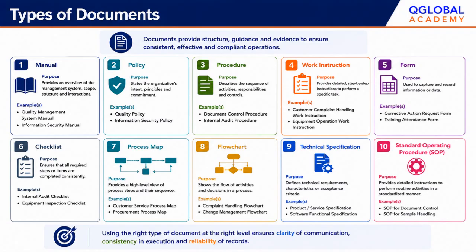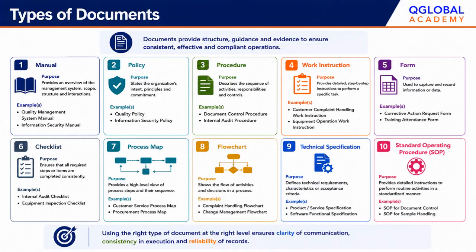Organizations use different types of documents for different purposes. A manual provides an overview of the management system and its key processes. A policy communicates the organization's commitments and direction. A procedure explains how a process is carried out and identifies responsibilities. A work instruction provides detailed guidance for performing a specific task correctly.